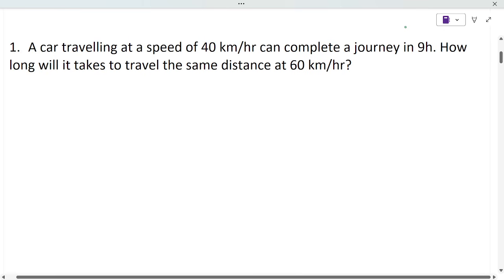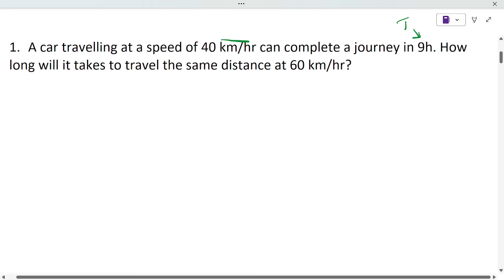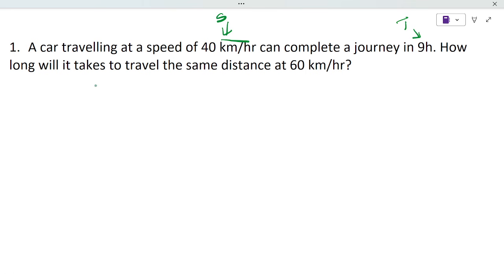So the first question for the night is, a car is traveling at a speed of 40 km per hour. So SI unit is kilometer per hour, 40 is the speed, and it can complete the journey in 9 hours. This is time and this is speed. How long will it take to travel the same destination at 60 km per hour? Alright, so we have another speed.